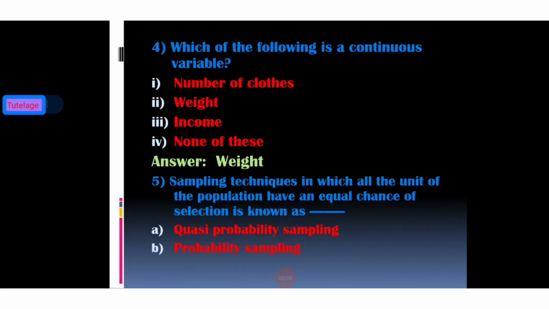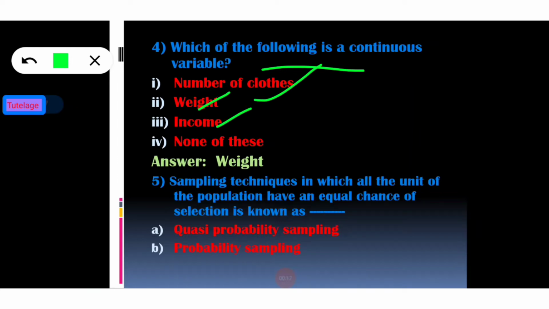The fourth question is, which of the following is a continuous variable? As usual, there are four options: number of clothes, weight, income, none of these. What is the correct answer for this particular question? Do you know, learner, what we mean by a continuous variable? We all know that variables are of two types. The first is continuous and the second is non-continuous, or discrete, variable. Here we can discuss only the continuous part. A continuous variable indicates a type of variable which can be expressed continuously.